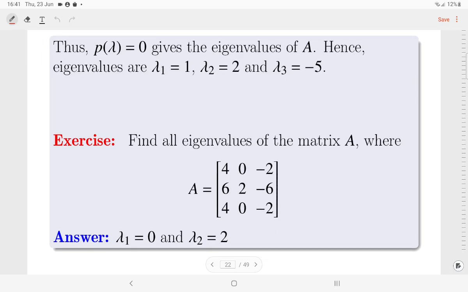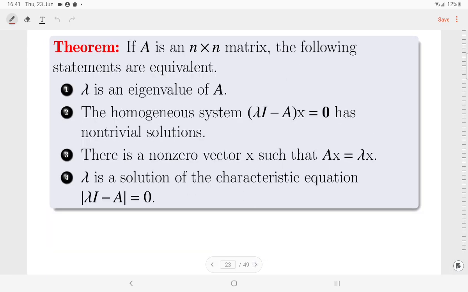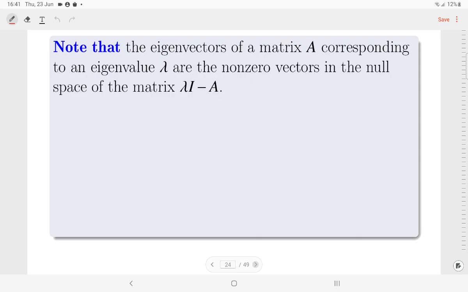Okay, this is an exercise which you can try by yourself. Now this is what we have discussed till now. If lambda is an eigenvalue of A, then the homogeneous system has a non-trivial solution. Because of the non-triviality, we are getting the eigenvalue, and since it has a non-trivial solution, there exists a non-zero vector x, which is the eigenvector, such that Ax is equal to lambda x.